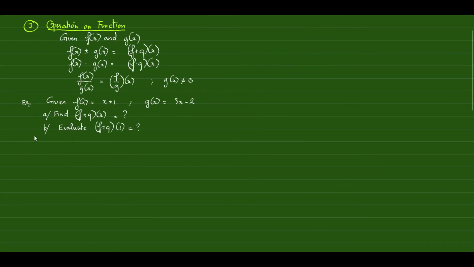Answer. Part A will be easy because you want to find the function of the sum. So the function of the sum, according to the definition, will be the sum of two functions. So basically you just add them up.